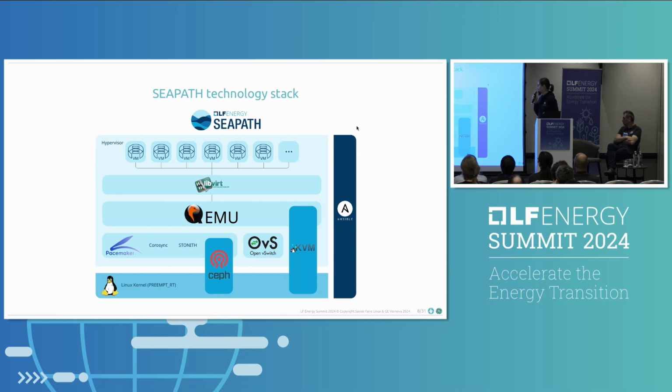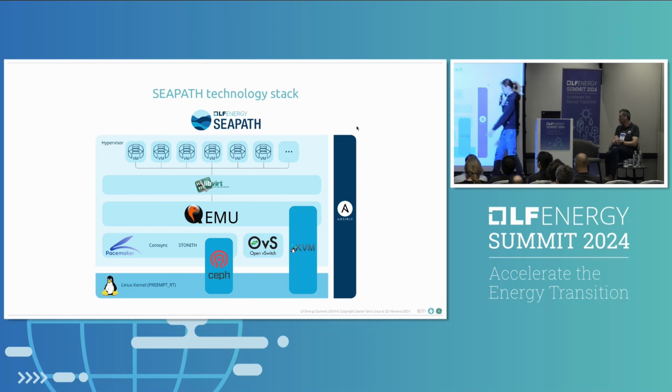Now let's look at what's inside SEAPATH. SEAPATH is an open source project, and it uses many already well-known open source projects. So we are Linux-based. We use Ceph and Pacemaker for redundancy, especially on the SEAPATH cluster when we have multiple machines. I will talk a bit about that later.